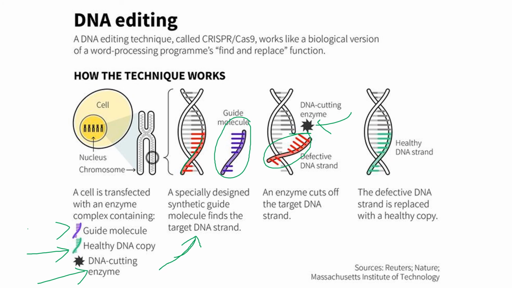Okay, and the guide molecule's function is to find the exact location on the DNA. After that, the DNA cutting enzyme will come over there and cut that defective DNA strand, and then comes the healthy DNA copy, which will replace that defective piece within the DNA. So this is how the DNA editing enzyme complex works in a biological system to edit the defective genes. And this is being used nowadays at large in plants and animals, and also in microorganisms.